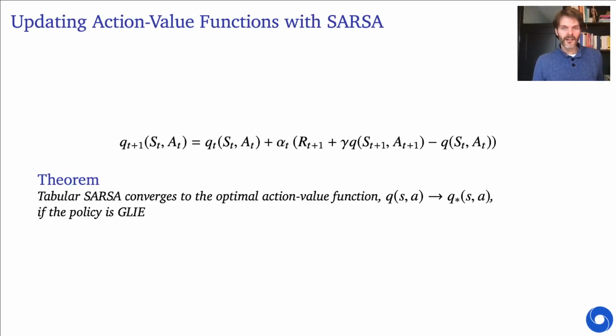And this algorithm, as I promised, there is a theorem that this also converges, and specifically we need the same condition that we needed for Monte Carlo control, which is that the policy should be greedy in the limit with infinite exploration. The greedy in the limit part is to ensure that the action at the next time step will eventually become the greedy action, so that we're actually evaluating the greedy policy instead of evaluating whatever policy we currently happen to follow. That will be a different thing.